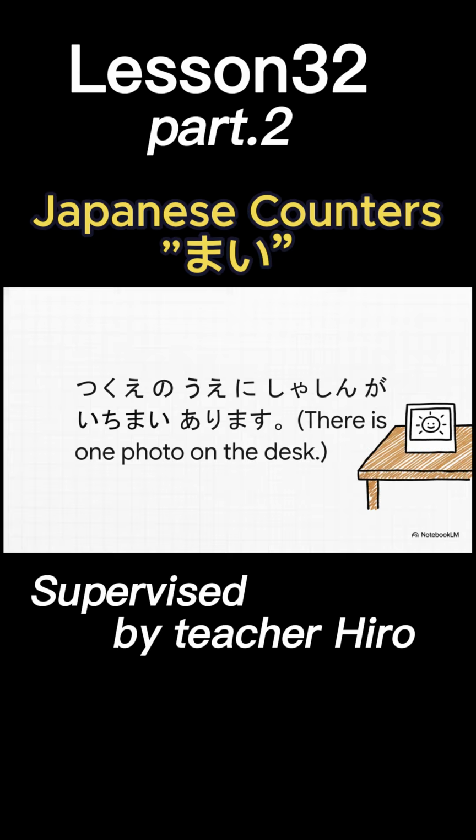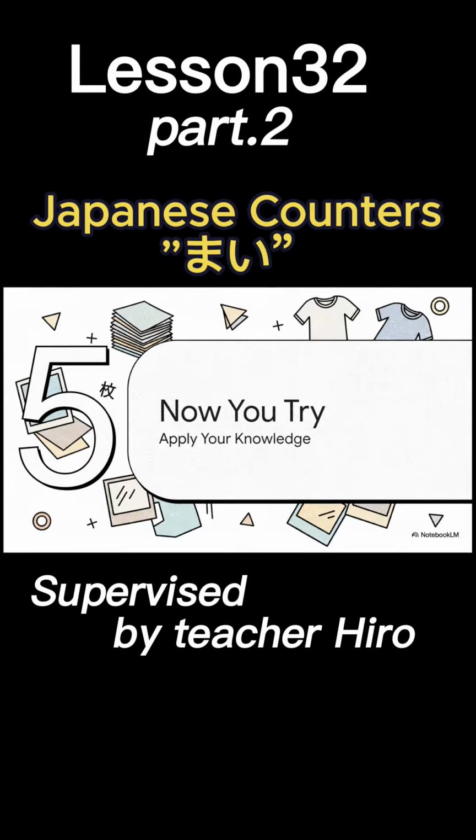We're talking about a shashin, a photo. A photo is flat, so for one photo, we use ichimai. There is one photo on the desk. Easy. Okay, you've seen the concept, you've seen the rules, and you've seen plenty of examples. Now it's your turn to put this knowledge into practice. I think you've got this.